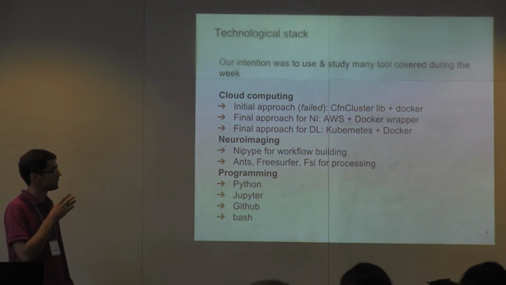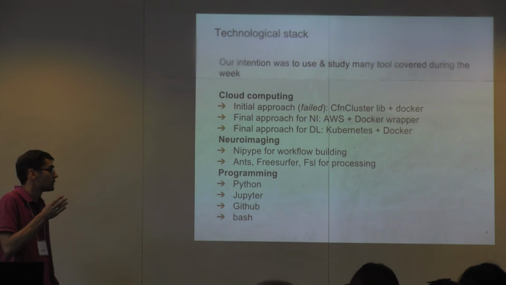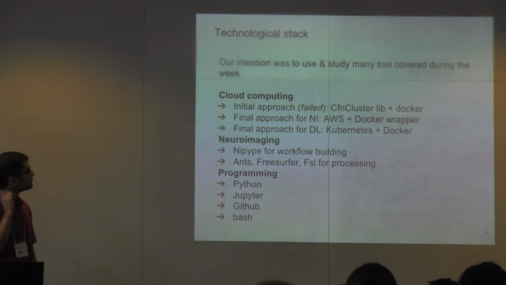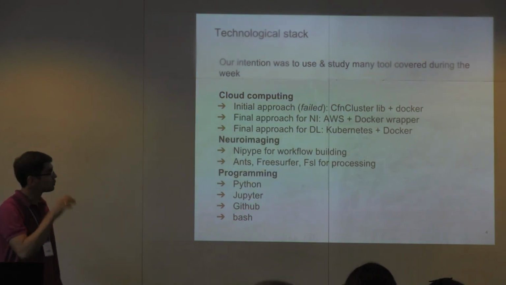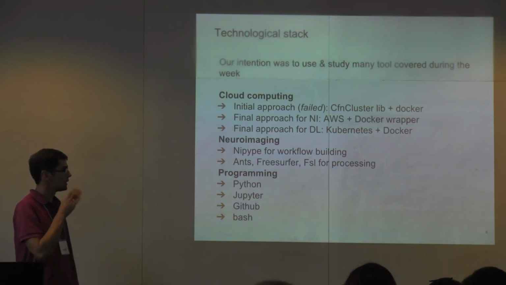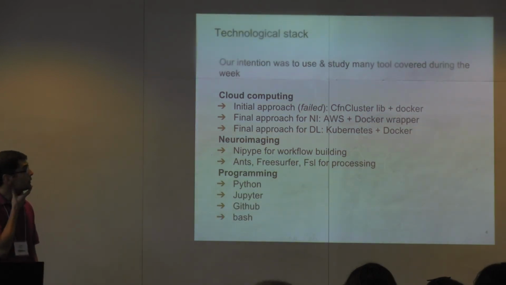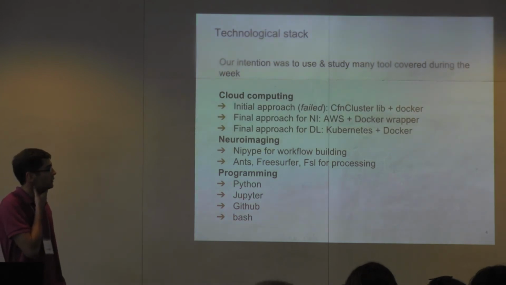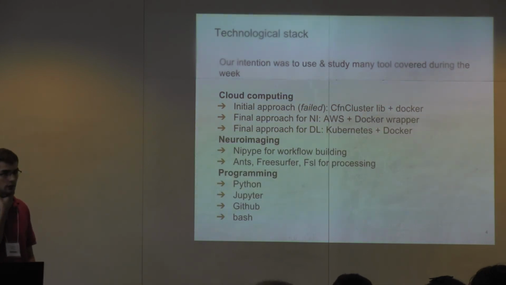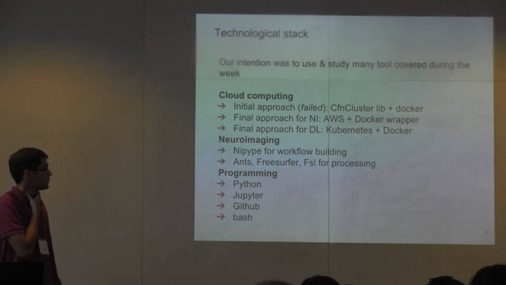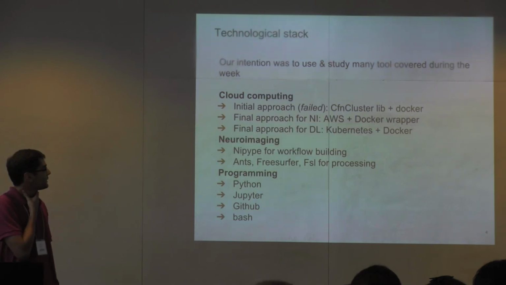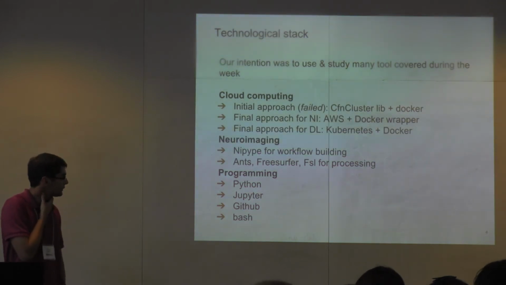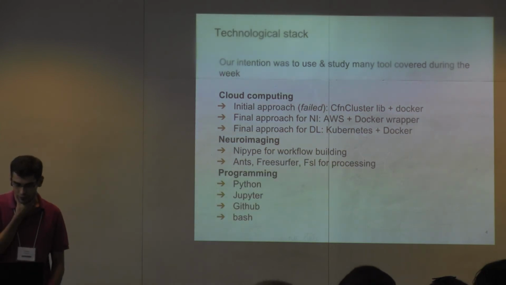So we have to convert our Docker images to Singularity, but we didn't do this during the week. So we had to split our computations into 2 parts. For neuroimaging preprocessing, we used AWS plus Docker, and we prepared a small wrapper for this. And for deep learning, we used Kubernetes plus again Docker. For neuroimaging, of course, we used Nipype, thanks to the great tutorial and thanks to Dave. And for programming, again, the whole stack, except maybe R.